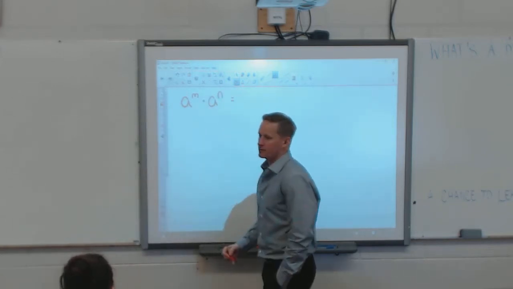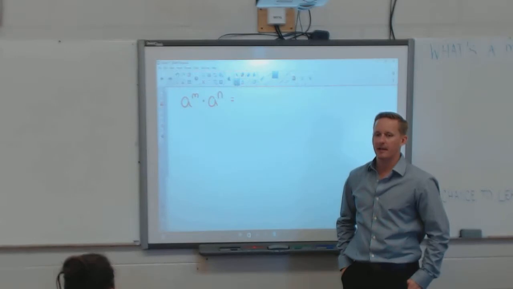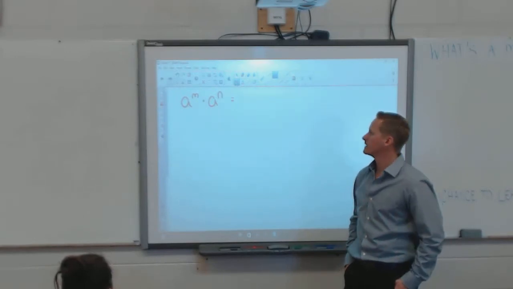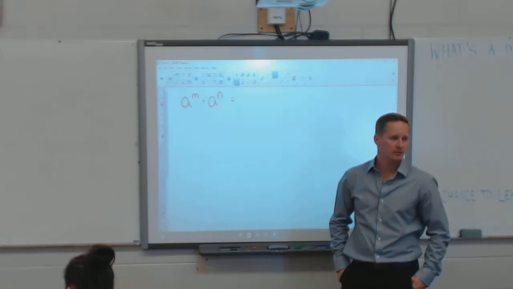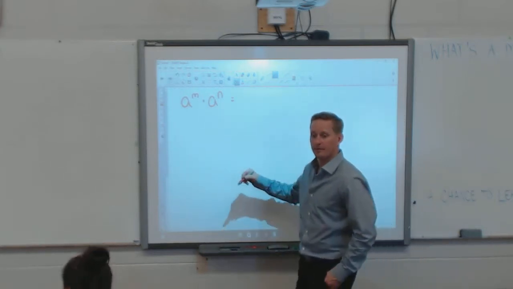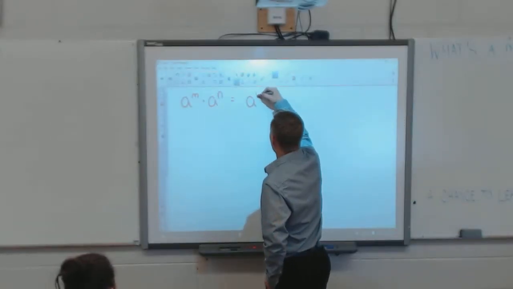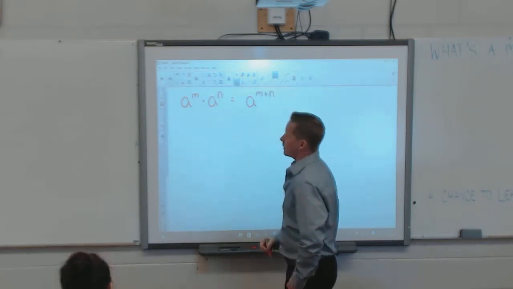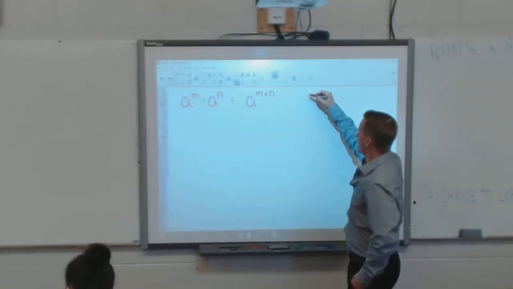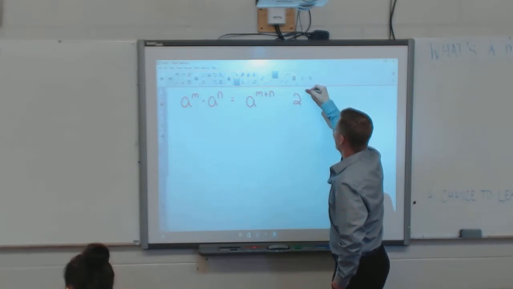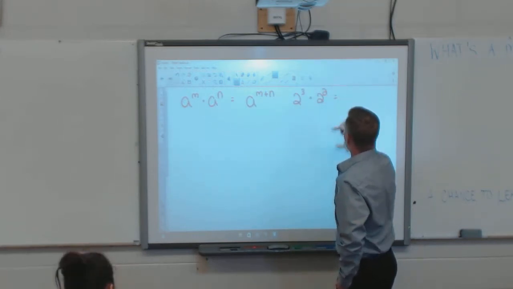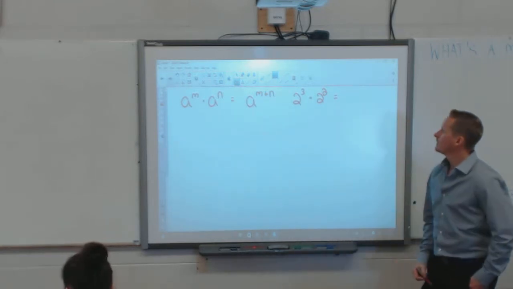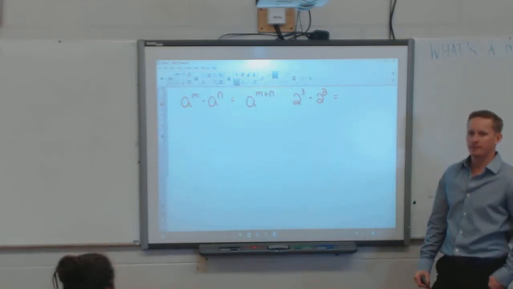When I multiply two variables that have the same base, so the a's are the base, and I have a to the m times a to the n, what do I do with the exponents? I add them. All right, so let's look at a concrete example of this, because there are mistakes that get made here, and I'll lead you into them. So I have 2 cubed times 2 squared. What is 2 cubed actually?